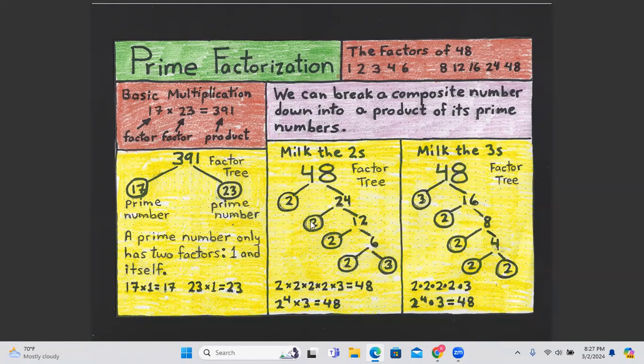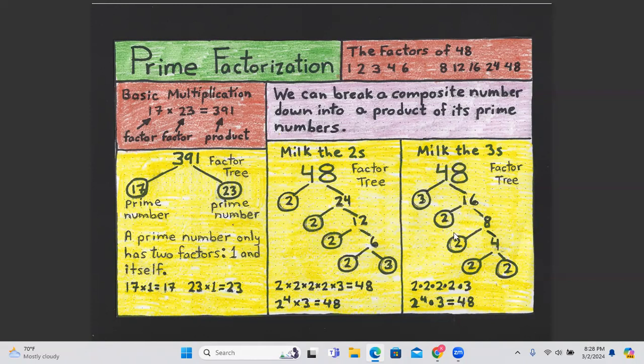And then again, we circle these prime factors, these prime numbers, so when we multiply them, they will actually end up being 48. And so when we look right here, we have 2 times 2 times 2 times 2 times 3, which will give us 48. And this is the same as saying 2 to the fourth power times 3 equals 48. And this is how we can do our factor tree, rather, when we milk the twos.